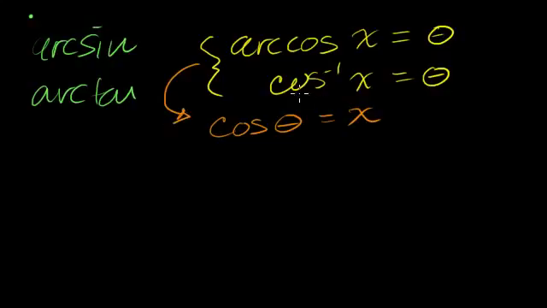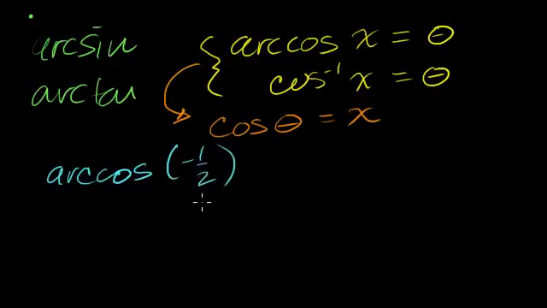If I ask what is the inverse cosine of x, my brain says, what angle can I take the cosine of to get x? So with that said, let's try it out on an example. I'm told to evaluate the arc cosine of minus 1/2.